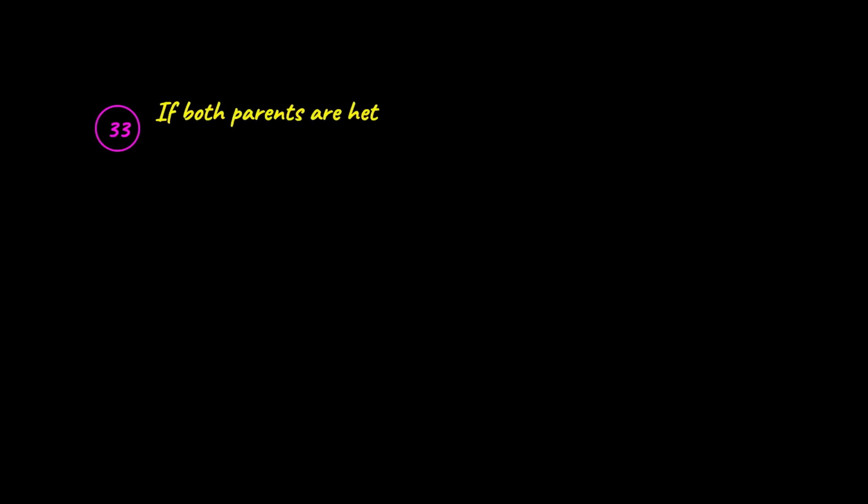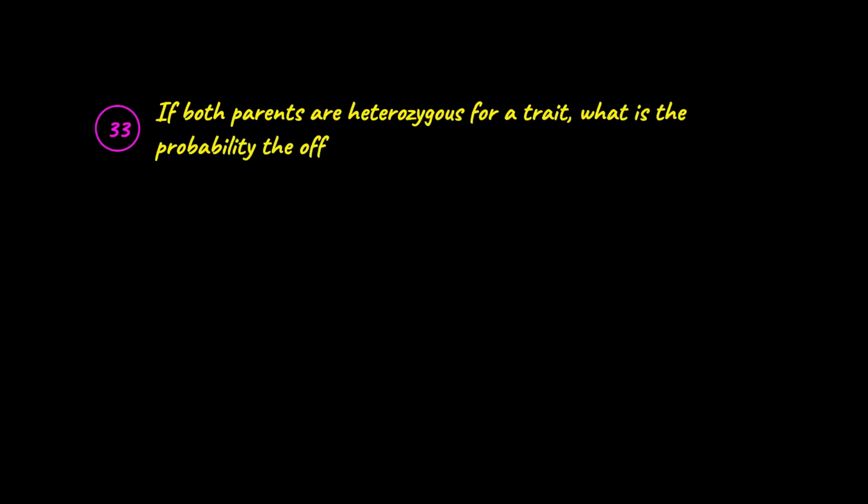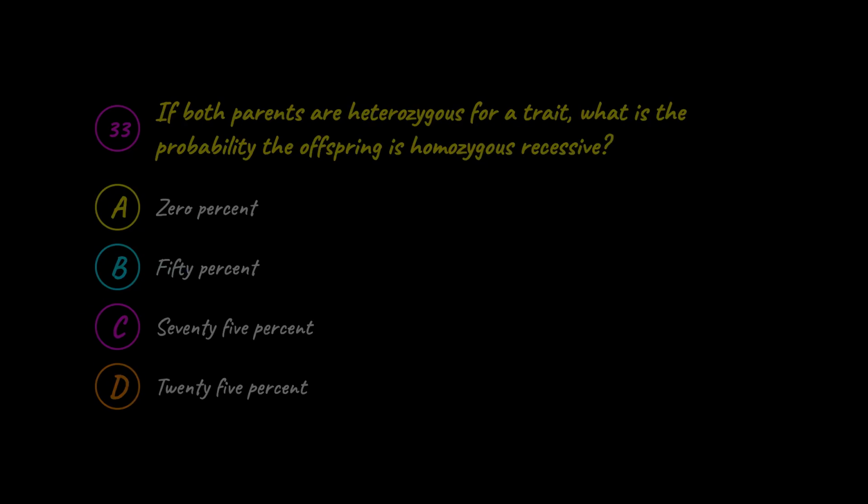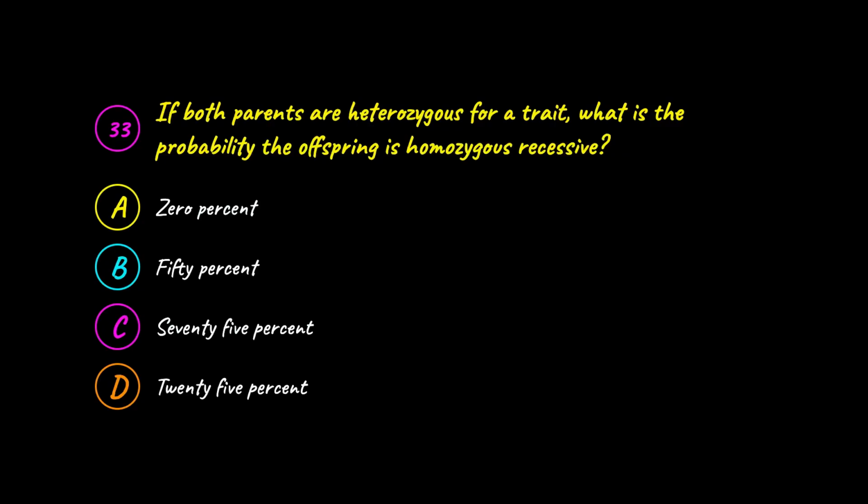Question 33. If both parents are heterozygous for a trait, what is the probability the offspring is homozygous recessive? Your options are A. 0%, B. 50%, C. 75%, D. 25%. Which one is it? Pause the video if you need more time.